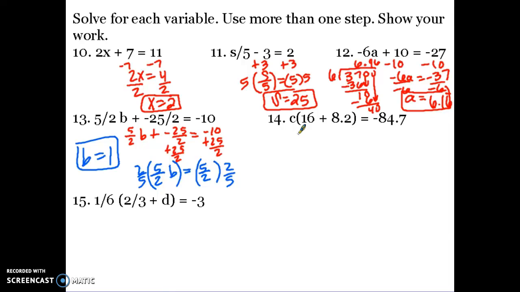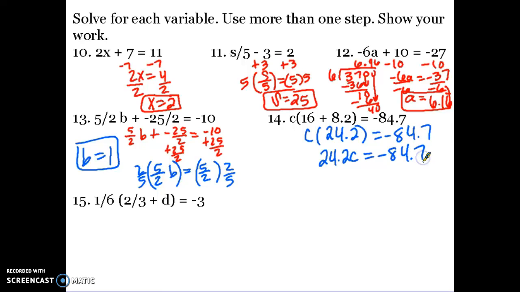All right, for number 14, we can do the order of operations, so we can add 16 plus 8 2/10 first. That gives us C times 24.2 equals negative 84.7. C times 24.2 is 24.2C. I'm going to divide by 24.2 on both sides. Move your decimal place and bring it up.